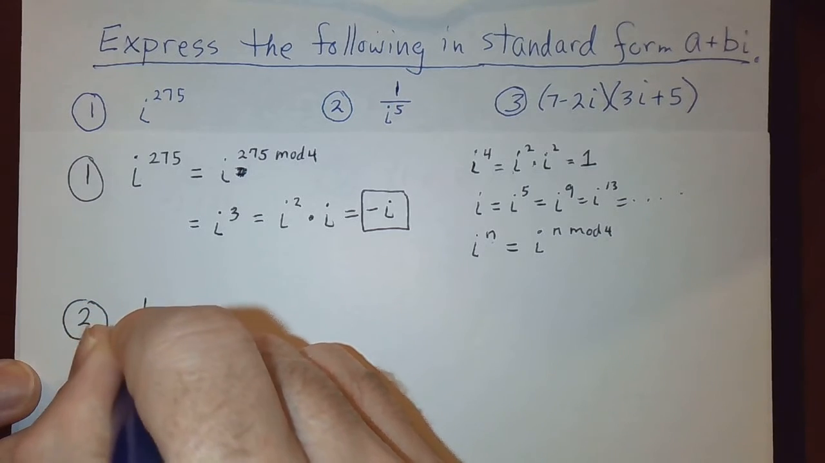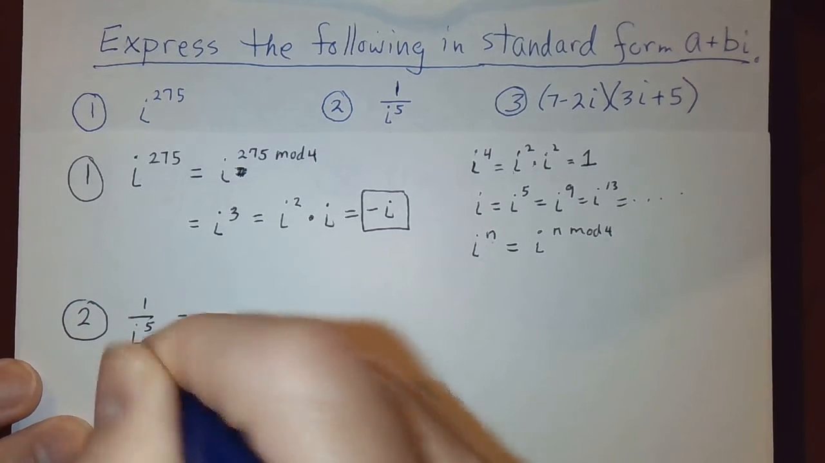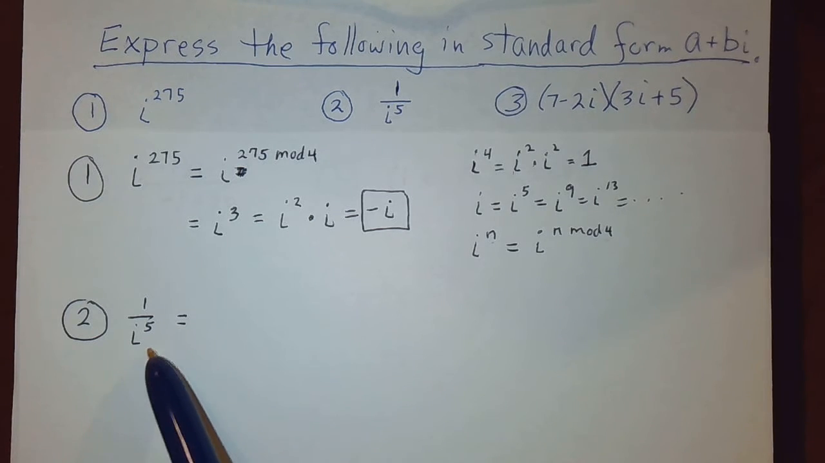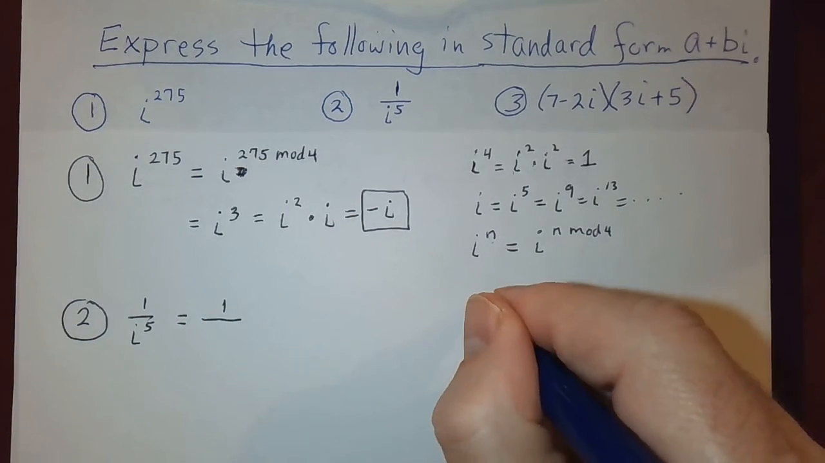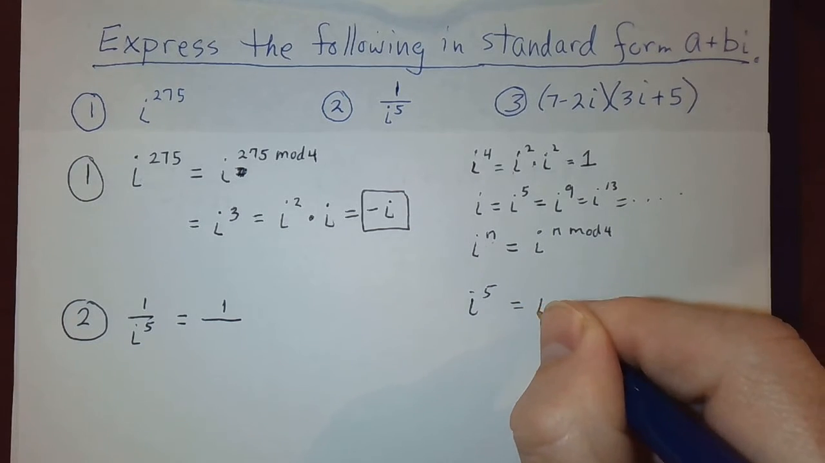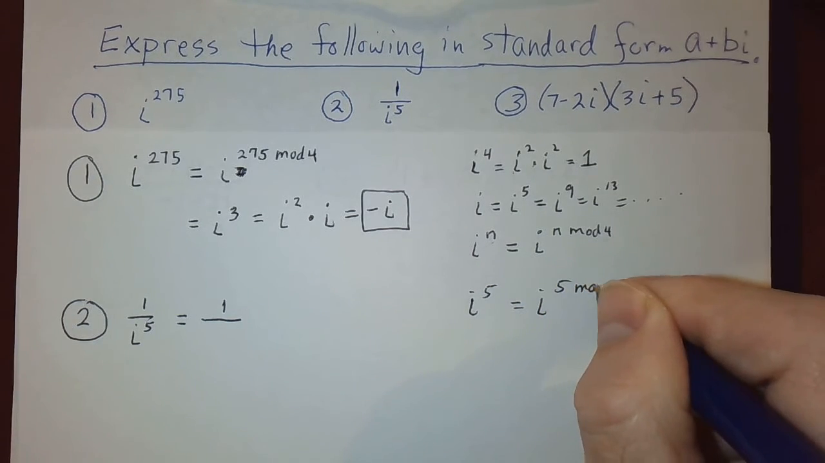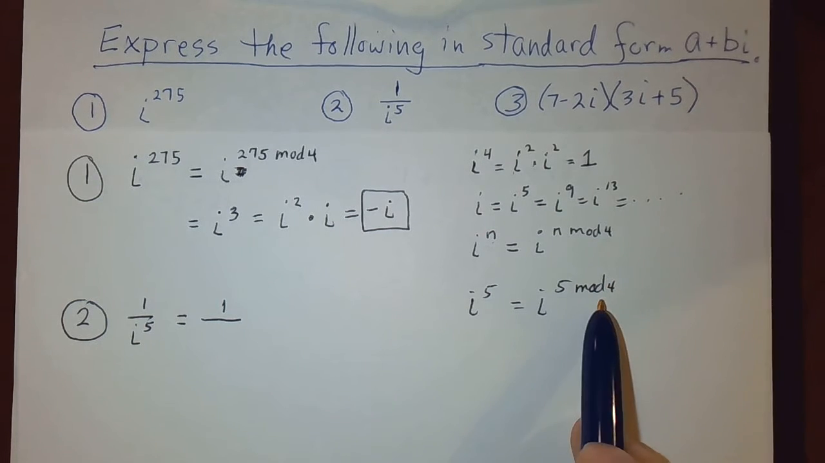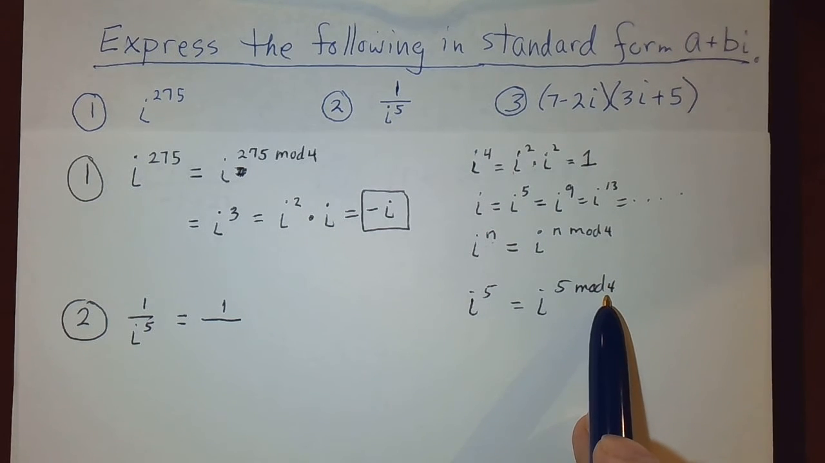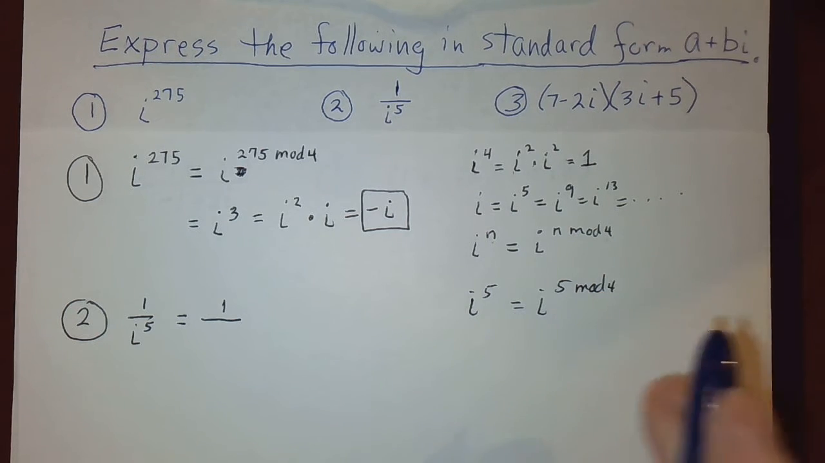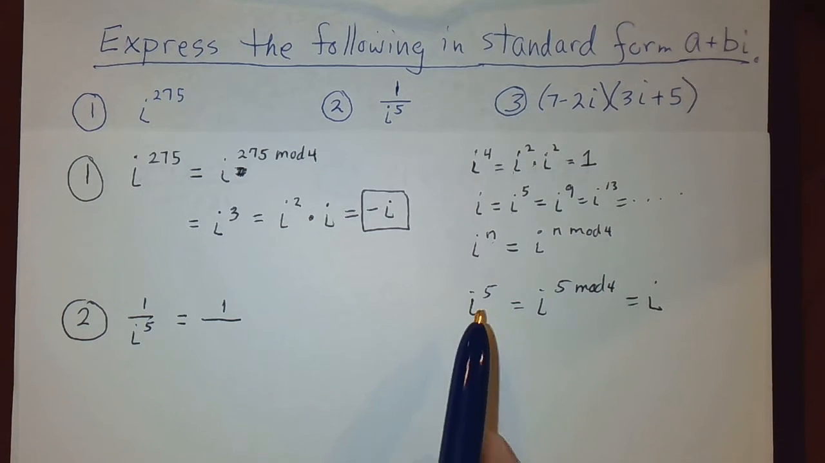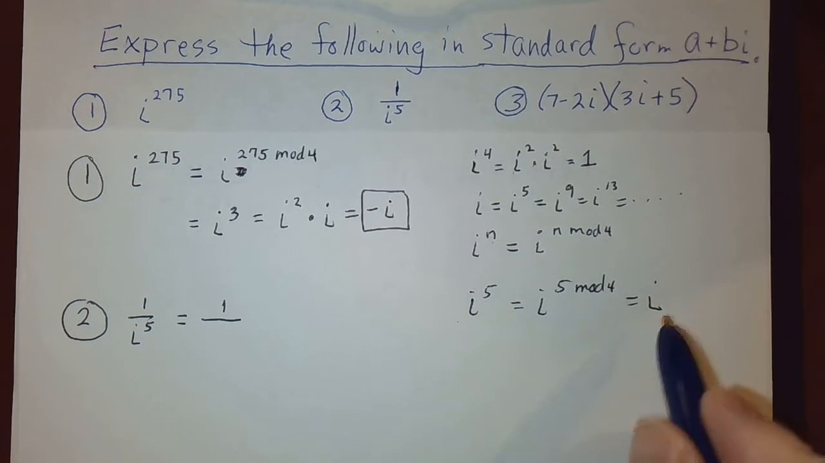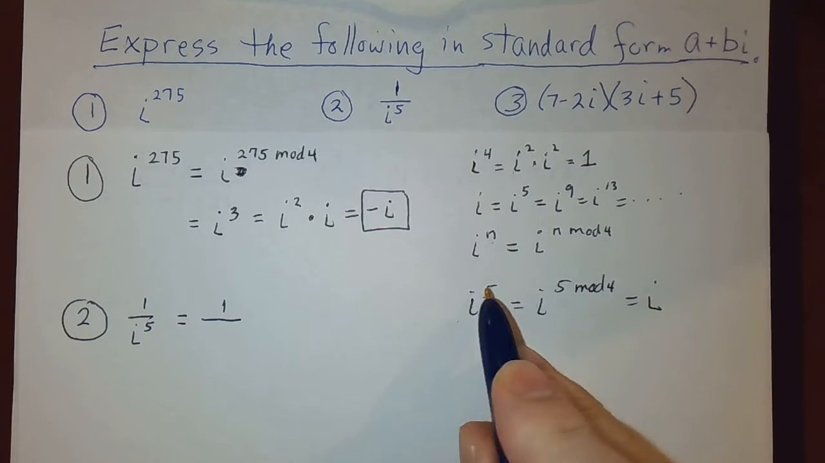1 over i to the 5th. Well, I think I will first simplify just the denominator. What is i to the 5th? Well, i to the 5th is i to the 5 mod 4. Well, 5 divided by 4 is 1. 4 goes into 5 one time, with the remainder of 1. So that's simply i. So i to the 5th is equal to i. Remember, i is i to the 1. 1 plus 4 gives you 5.